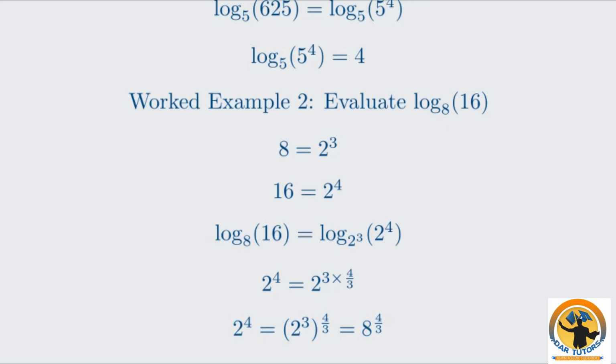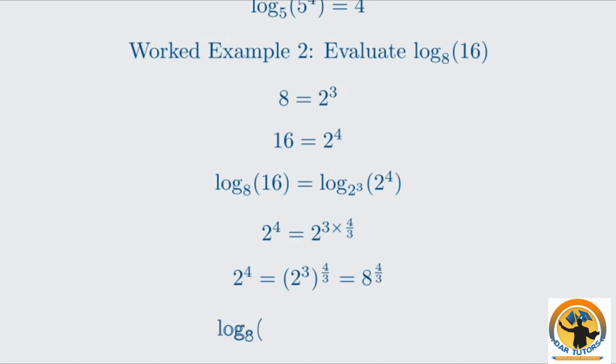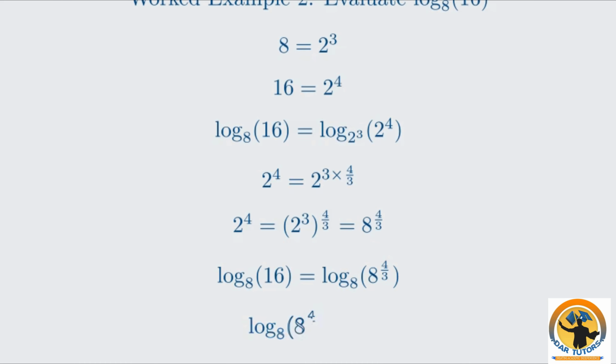Substituting this back into our logarithm, log base 8 of 16 is equal to log base 8 of 8 to the power of 4 over 3. Now we can apply the cancellation principle, and the answer is 4 over 3. So log base 8 of 16 is 4 over 3. This example shows that sometimes you need to be creative in finding a common base. It's a very important skill in logarithms.